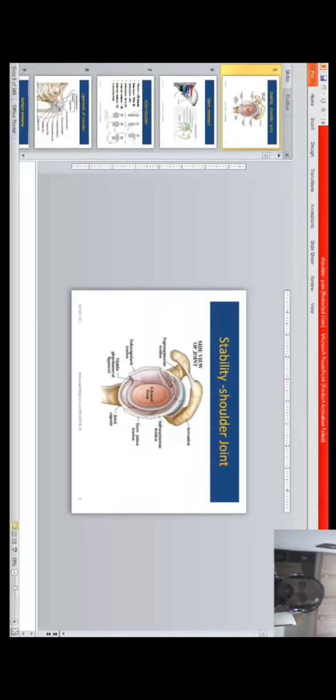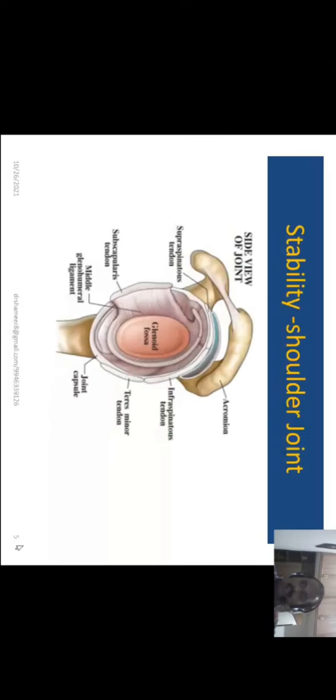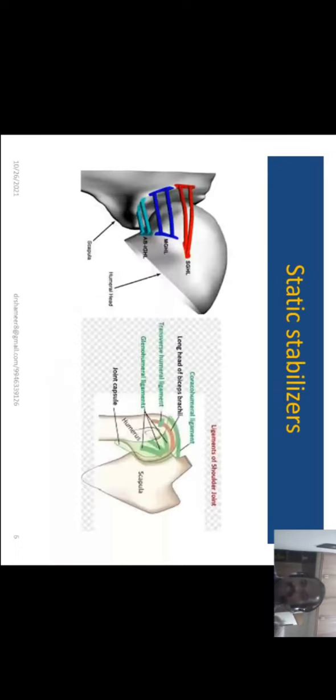Okay, sir. The important thing is static stability. It depends on the joint capsule and the glenoid labrum, and second, the glenohumeral ligaments: the superior, middle and inferior glenohumeral ligaments. These 3 glenohumeral ligaments stabilize the shoulder. So the joint capsule, the glenoid labrum and the glenohumeral ligaments are the static stabilizers of the joint.